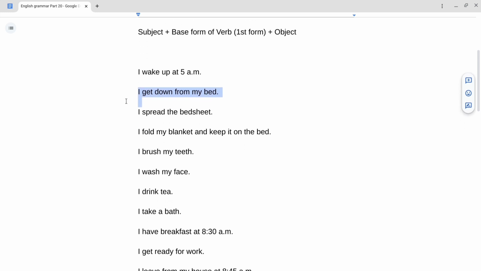That is the first form. Then what do you do after that? I spread the bed sheet. So you are using a bed sheet. So once you get down from your bed, you spread the bed sheet.